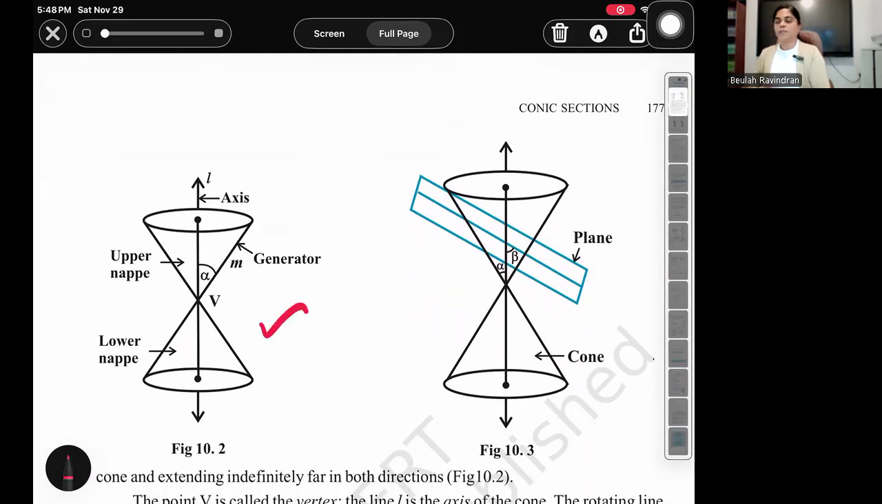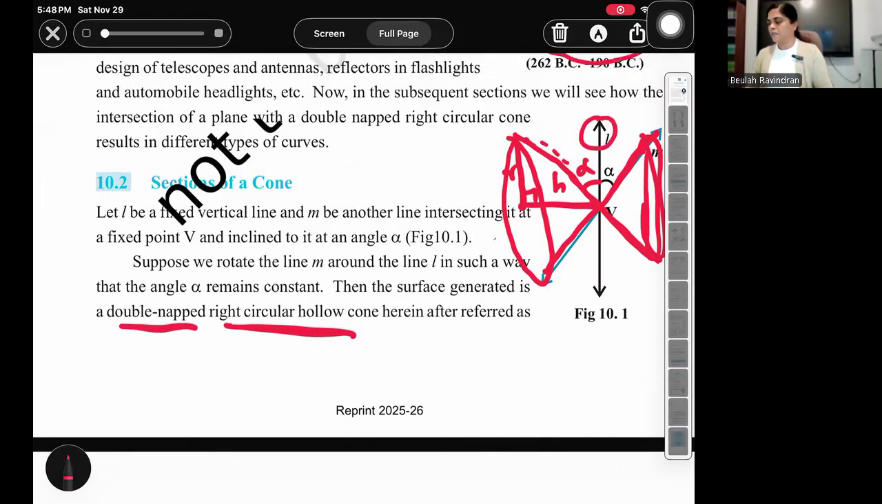So this is how the generator is. Only one line is fixed, and it has the fixed point V. This is the fixed line L and fixed point V, and another line M, which is rotating with respect to this fixed point, so that the angle also remains constant. This alpha is the angle made with the fixed line L. That is also constant, right? Always it should be kept constant. Then it forms a double napped hollow circular cone.